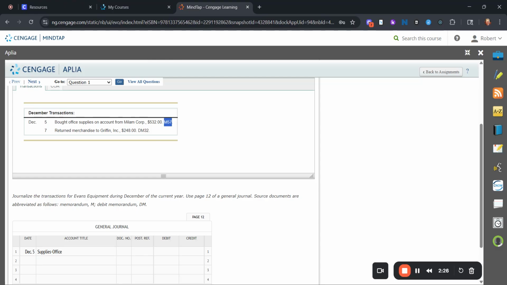That was on memo 57, so our document number is M57. And then this is for Evans Equipment, bought the supplies. So Evans Equipment bought more supplies, so the value of supplies increases. The increase of that asset, hopefully it's stuck by now that supplies is an asset, something of value that the company now owns. So any increase in an asset goes as a debit entry. So $532 debit.